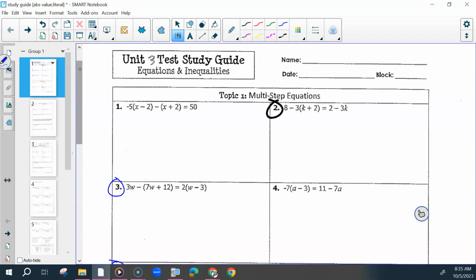Okay, so for number 2, we will need to distribute first. So 8 minus 3k minus 6 equals 2 minus 3k. Combine like terms on the same side, do exactly what it says. 8 minus 6, so 2 minus 3k equals 2 minus 3k. What do we notice about this? They're the same. Do you remember what happens when they're the same on both sides? Not no solution, but the other one.